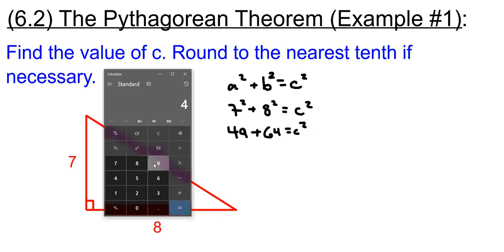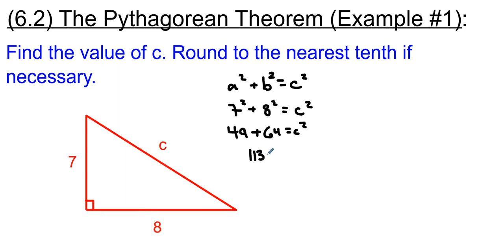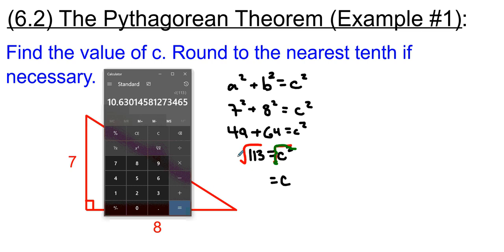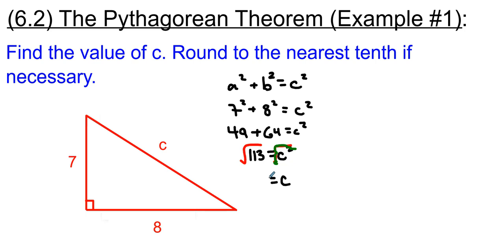If we go to add those together, 49 plus 64 is 113. It still equals c squared. And then to undo this square, because we're ultimately trying to solve for c, we're going to square root both sides of the equation. The square root and square will cancel each other out. C is all by itself, and then we need to take the square root of 113. So 113 is not a perfect square. When we take its square root, we get out a decimal, but the directions do say round to the nearest tenth if necessary, so this is necessary. So 10.6, approximately 10.6. So I'm going to show that it's approximately 10.6 by using the curved equal sign.